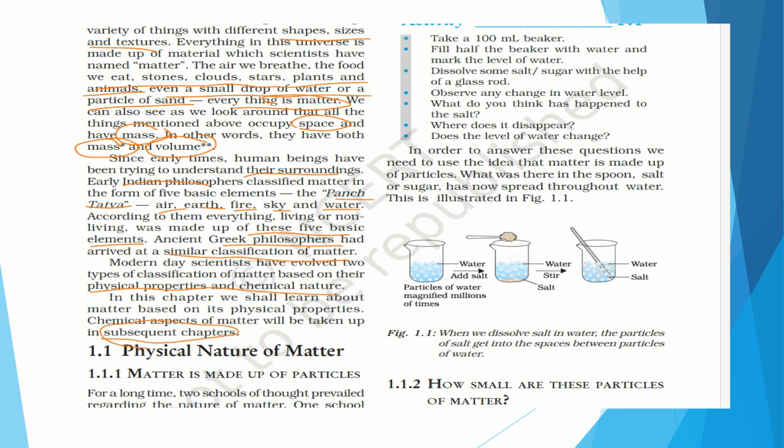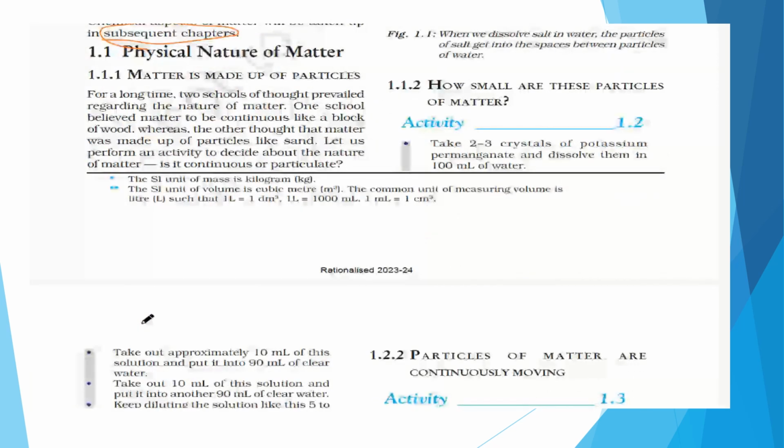Here we are going to deal with the physical properties of matter. First, we are going to deal with the physical nature of matter. We all know that matter is made up of particles. For a long period of time, 2 schools of thought prevailed about the nature of matter. One school believed that matter is continuous, like a block of wood, whereas the other thought that matter was made up of particles, like sand. So there are 2 schools of thought which view matter in 2 different ways.